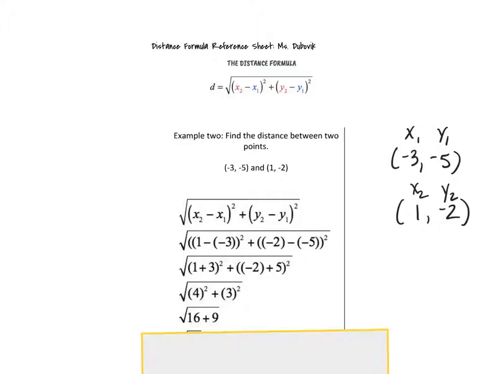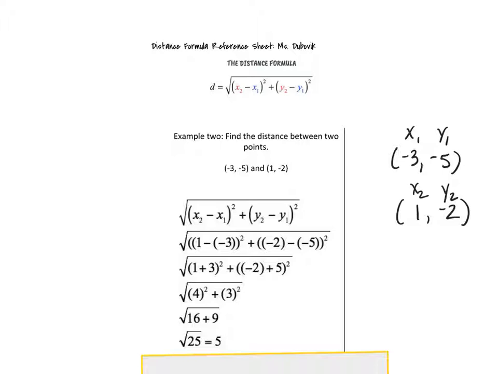If you ever have, let's say, a negative 3 here that's being squared, in the end, that's going to be a positive number. If you enter that into the calculator the wrong way, sometimes what will happen is you'll get a negative answer. So you really need to be careful with your negative signs with anything. And then finally, you're just adding your 16 and 9, you get 25, square root of 25 is 5.